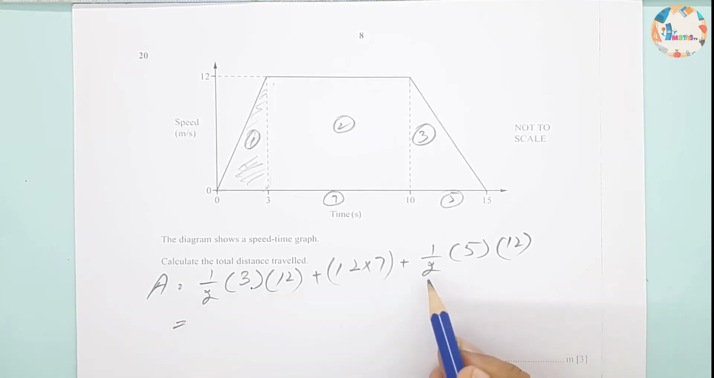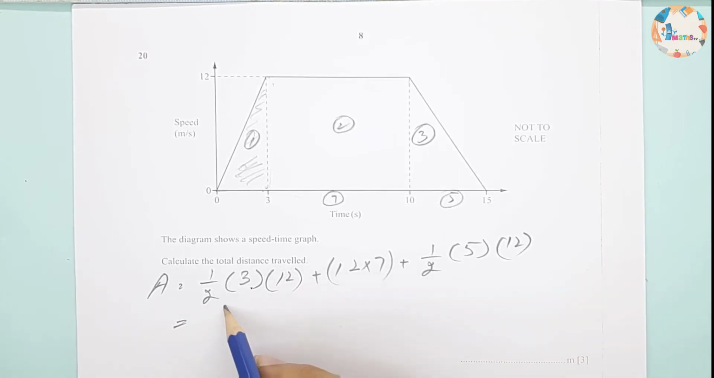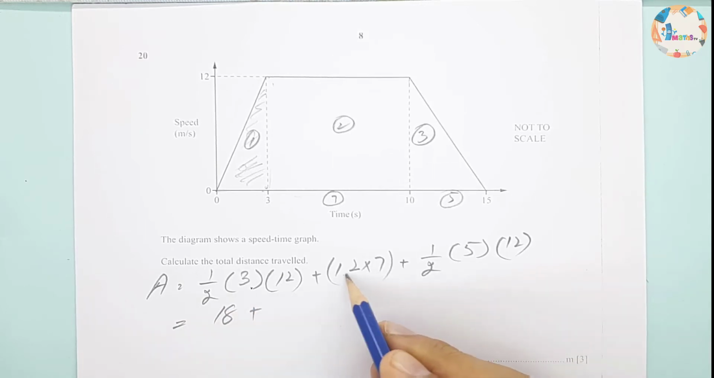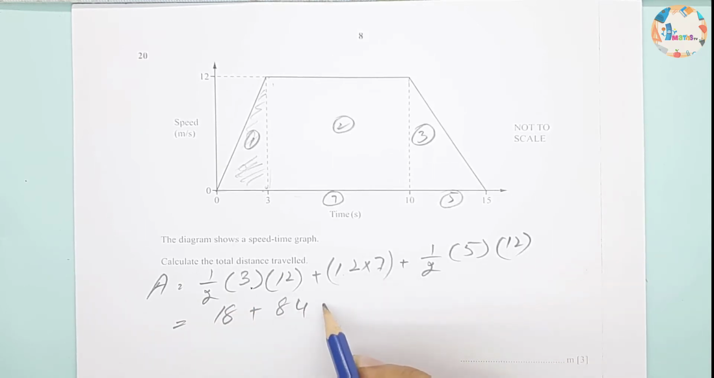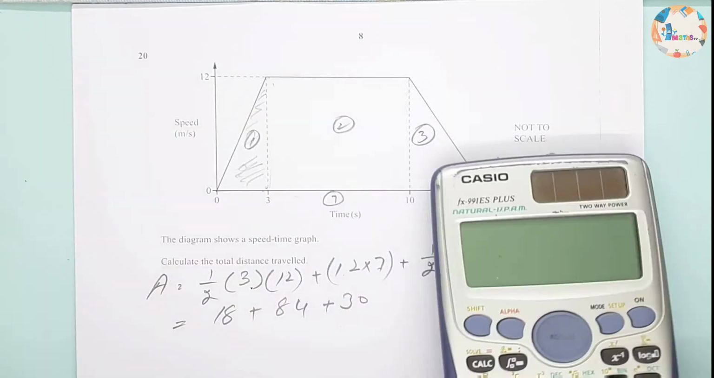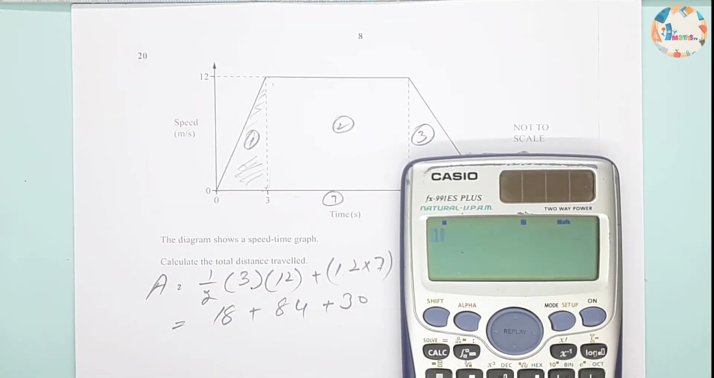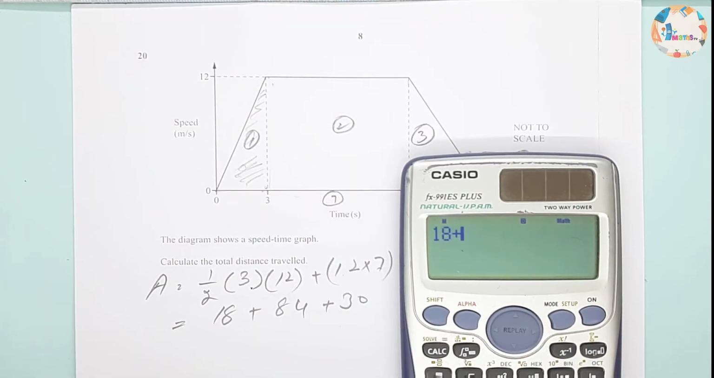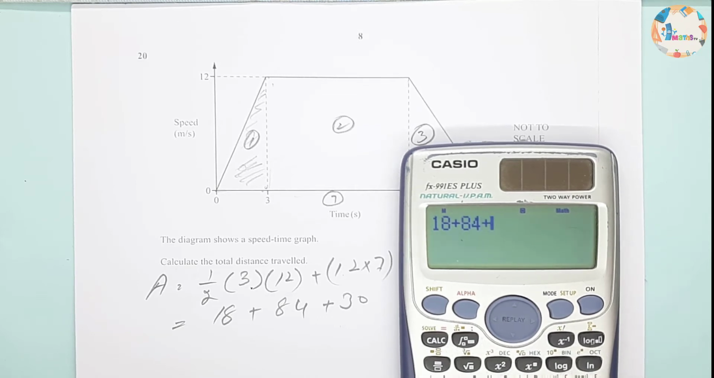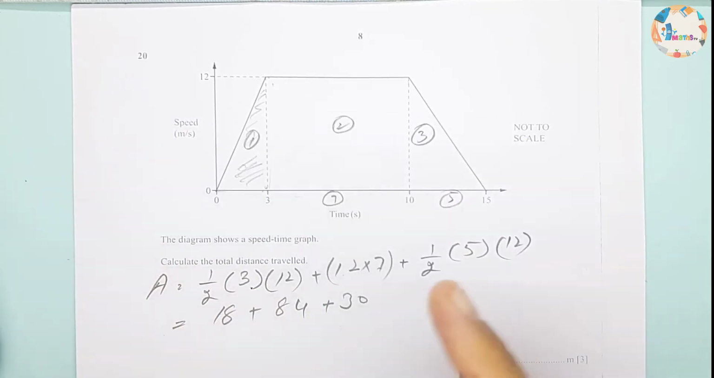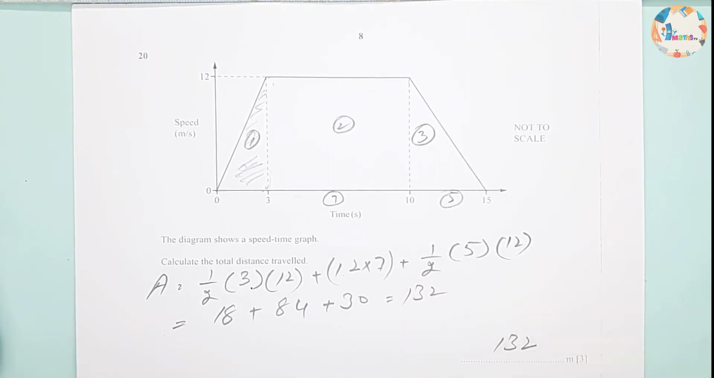Now we can just simplify and add. This will be 18 plus this one will be 84 plus this will be 30. So we can add up these things, and this will be 18 plus 84 plus 30. This will be adding up to 132. So we can write here 132. Answer will be 132.